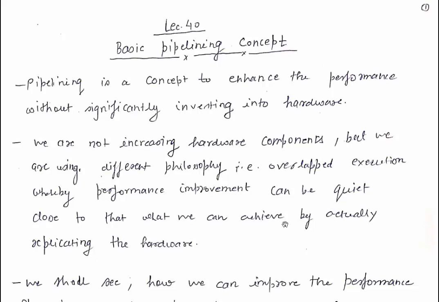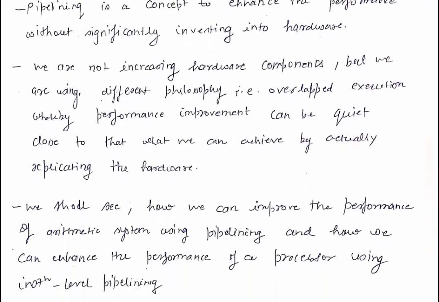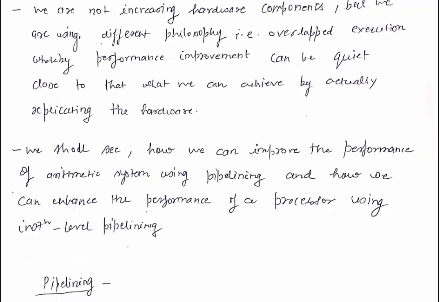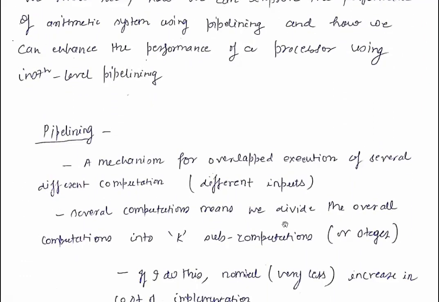We shall see how we can improve the performance of the arithmetic system. That means inside arithmetic we have addition, subtraction, multiplication and division. So how can we channelize these operations into a pipeline fashion, so that the performance can be improved, and the data and program, both sorts of instructions, can be performed in a pipelined fashion to increase the performance. So the basic definition of pipelining would be, it is a mechanism for overlapped execution of several different computations.